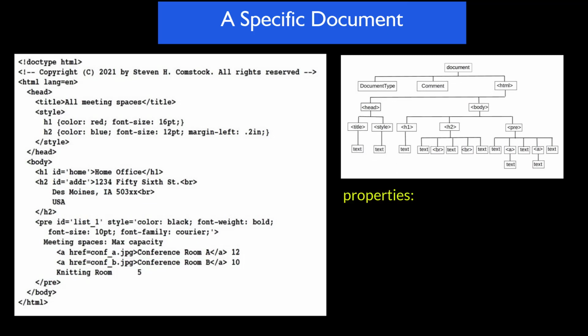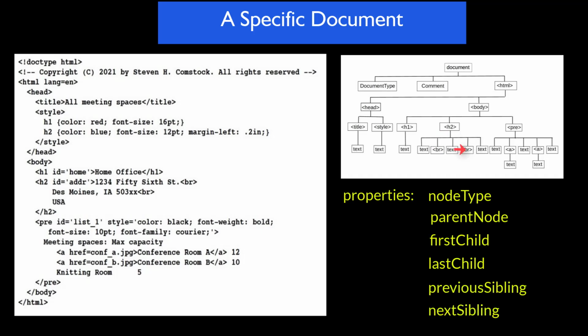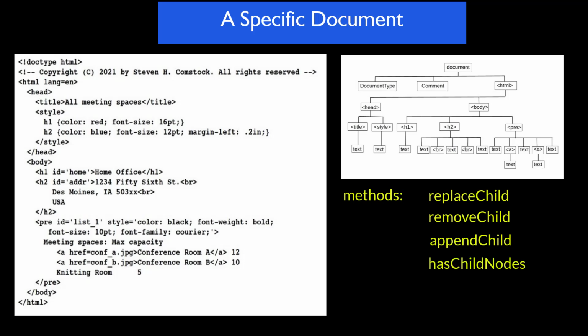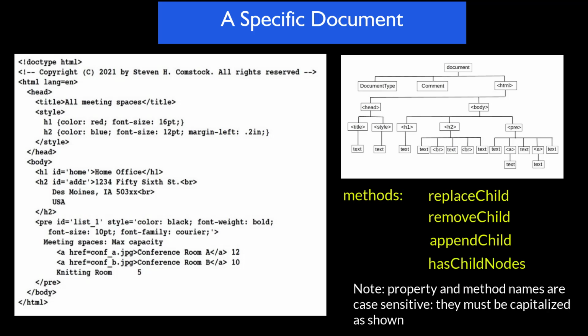Some properties for all nodes: nodeType, parentNode, firstChild, lastChild, previousSibling, nextSibling. And some methods for all nodes: replaceChild, removeChild, appendChild, and hasChildNodes. Note that property and method names are case sensitive. They must be capitalized as shown.